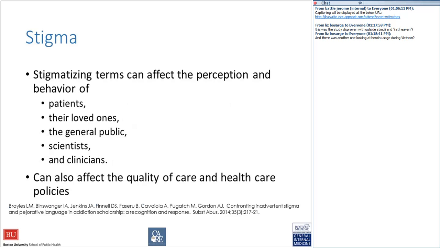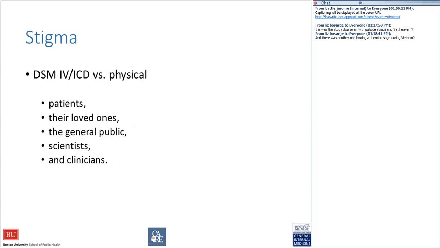Now, stigmatizing terms can affect perception and behavior, and this is why I care about this, and why I think we should all care about this, of patients, their loved ones, the general public, scientists, and clinicians. And it can also affect the quality of care and health policies. That's one reason that we want to use medically accurate terms. Another reason is that there can just be confusion.